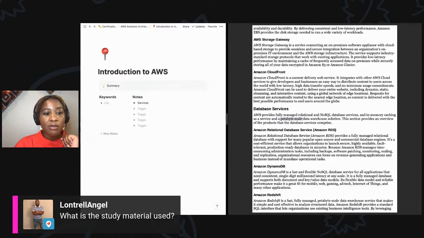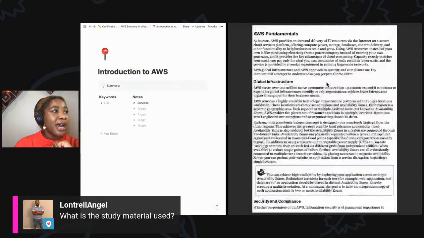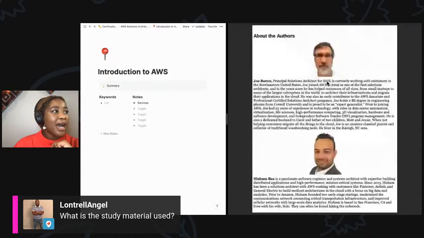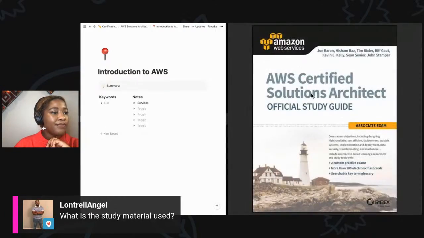Someone asked what study material is being used. I am using the Cybex AWS Certified Solutions Architect official study guide. Let me go up. I'm using this as my reading reference. The way I usually study is I have a reading reference, which would be some kind of textbook, or white papers. So I'm using this as my book reference.